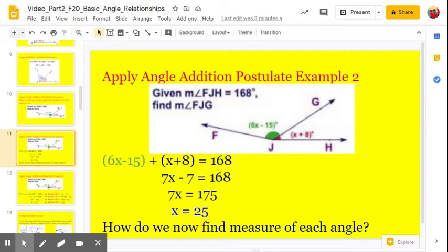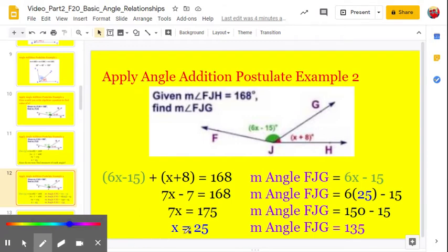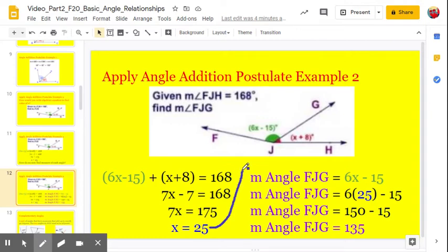Now my question for you is, how would we find the measure of each angle? Or in this example, how would we find the measure of angle FJG? What would you do? I'm hoping you said you'd use substitution, right? So we know if x is 25, if I want to find the measure of FJG, I just substitute 25 for x right there.